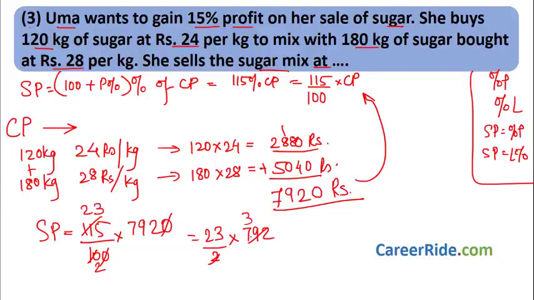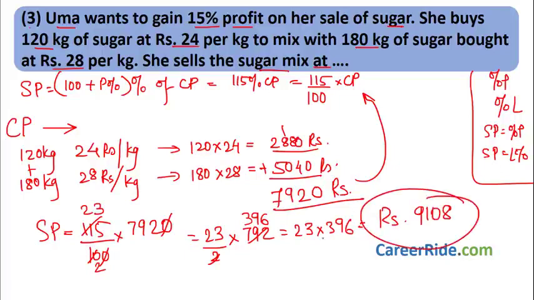2 3s are 19, 9, 18, 12. This is 23 into 3, 96. That comes out to rupees 9108. Now over here I have not shown you the calculation. I have directly done it. You might feel that this multiplication is very difficult, but actually the sum is very easy.